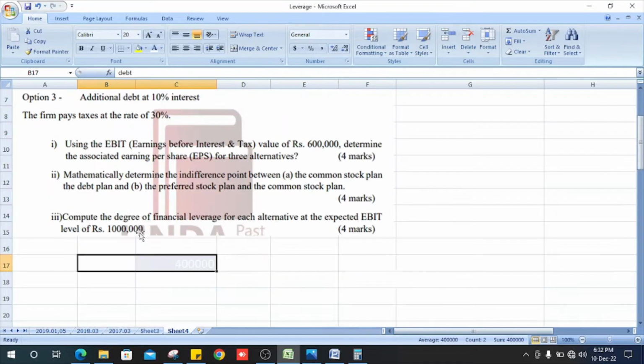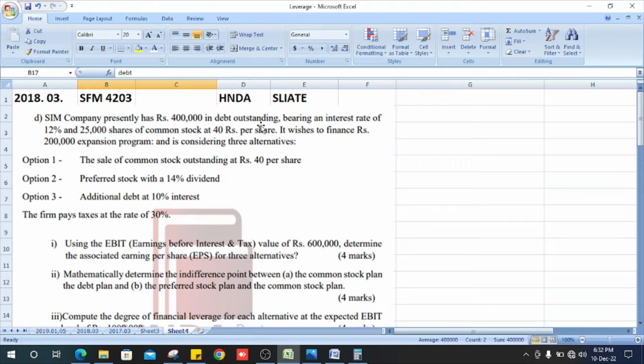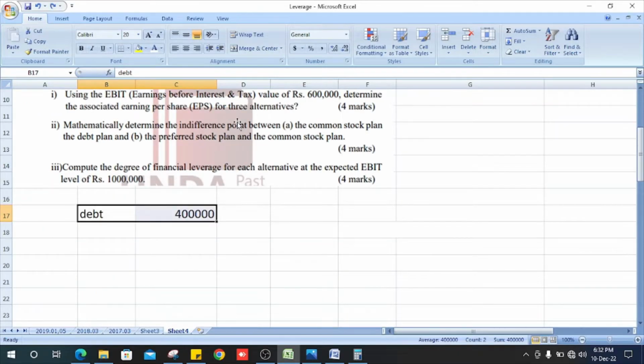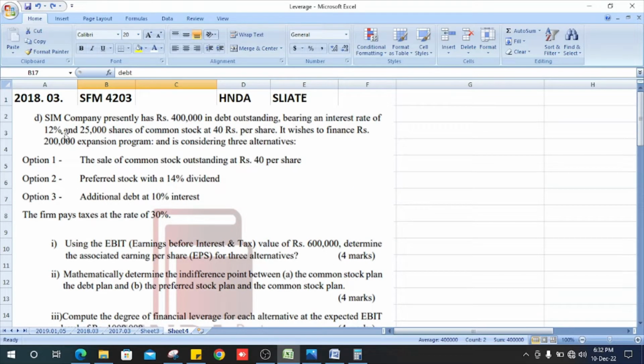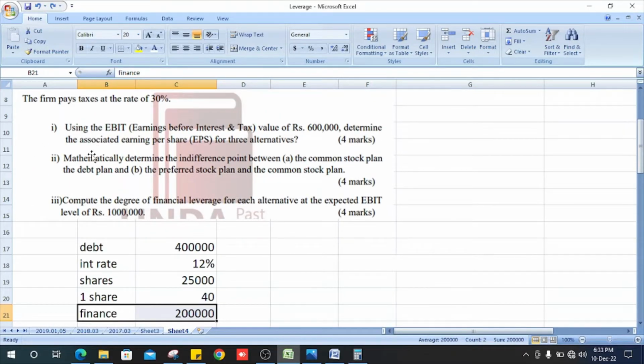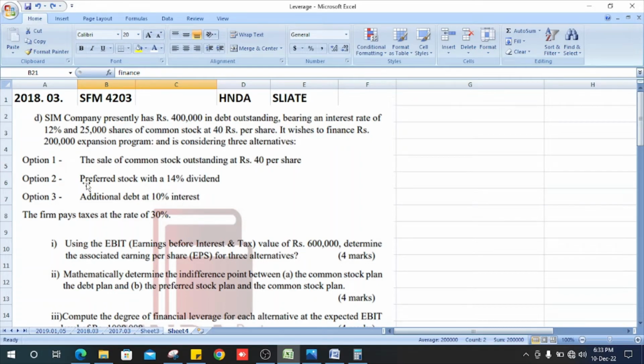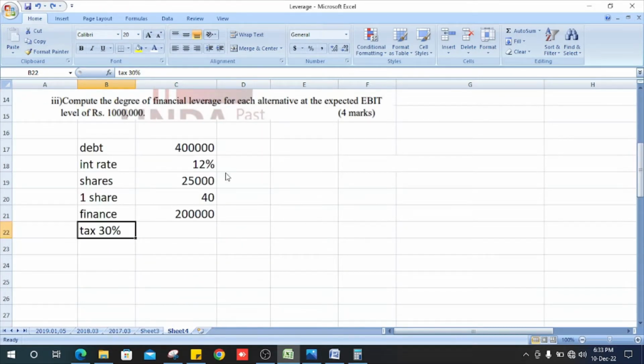Okay, let's see the answer. First one, they say outstanding debt is 400,000. Second one, they said interest rate of 12%, and shares of 25,000 and 40 per share. One share is 40 and it wishes to finance 200,000. Three alternatives. What are they? And tax rate is 30%.